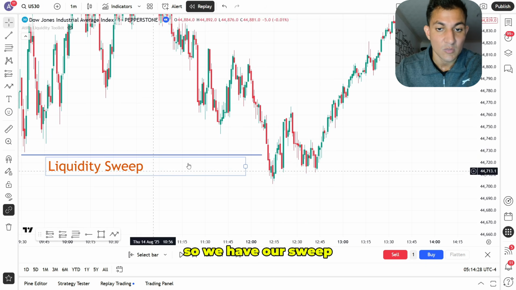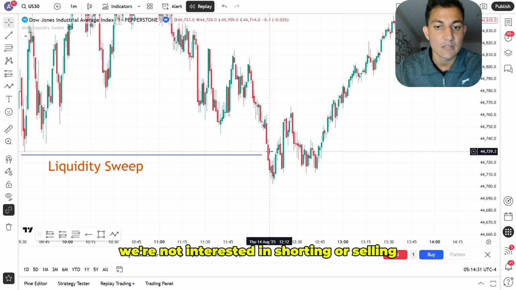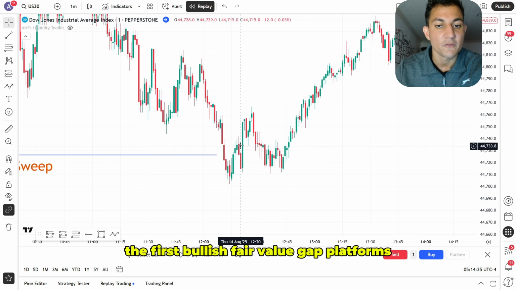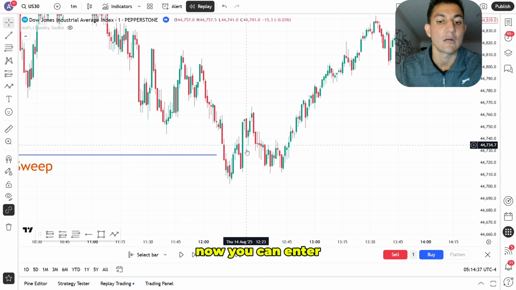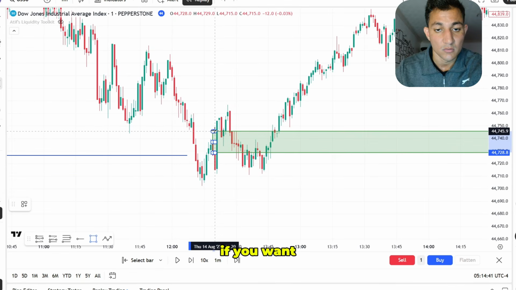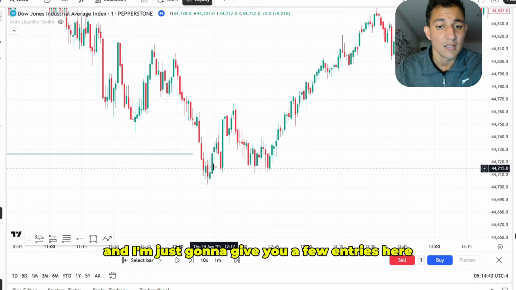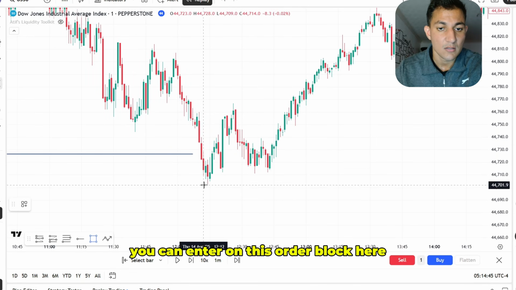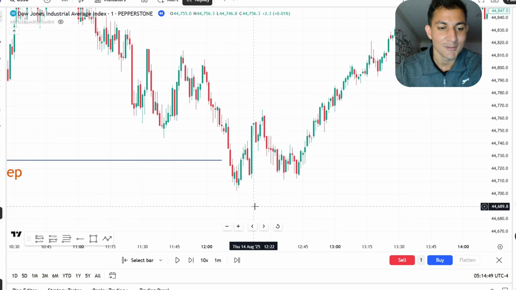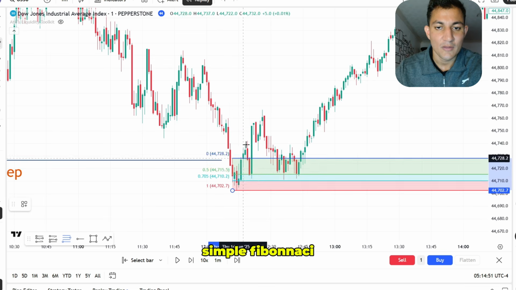So we have our sweep. We're not interested in going in shorting or selling. We're not interested in any of these bearish fair value gaps. We're interested in the first bullish fair value gap that forms. Now you can enter on this bullish fair value gap if you want, but I'm just going to give you a few entries here. You can enter on this order block here, or you can do what I do, what Atif always does, simple Fibonacci.